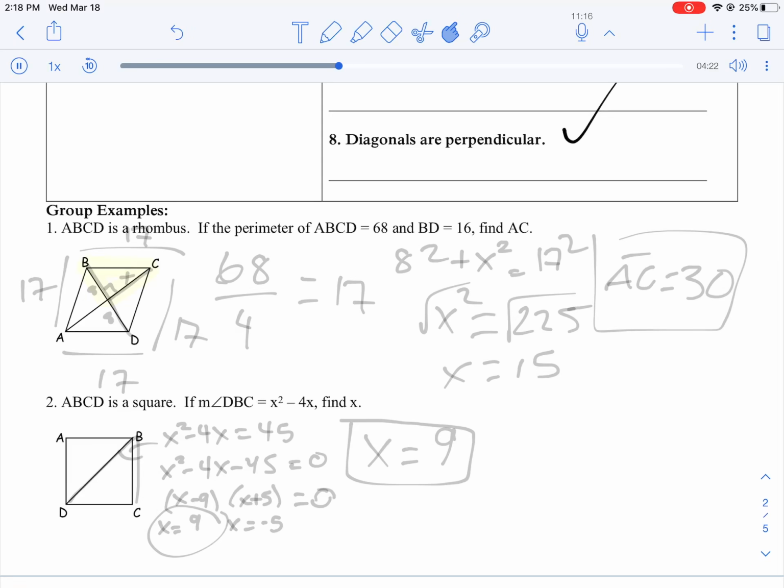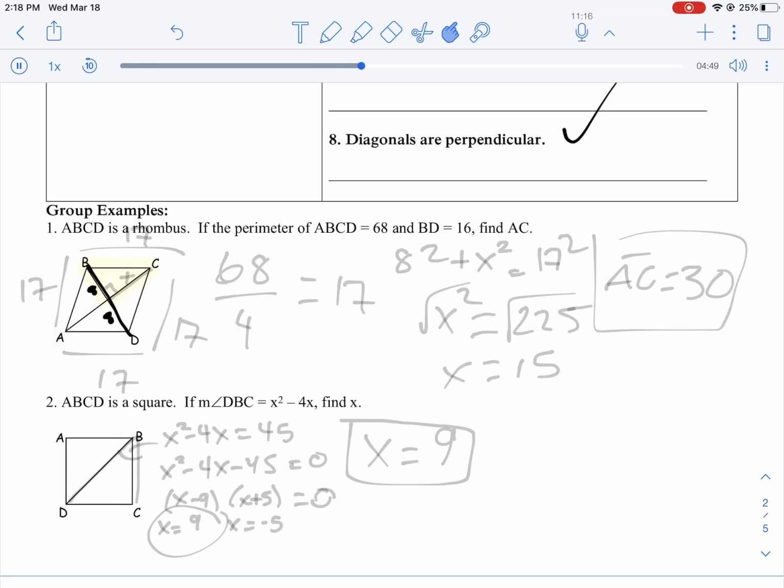ABCD is a rhombus. If the perimeter of ABCD is 68 and BD is 16, then how much is AC? Here, they're giving you BD, which is the whole diagonal. It's 16. So I'm going to go ahead and split that into 8 and 8.